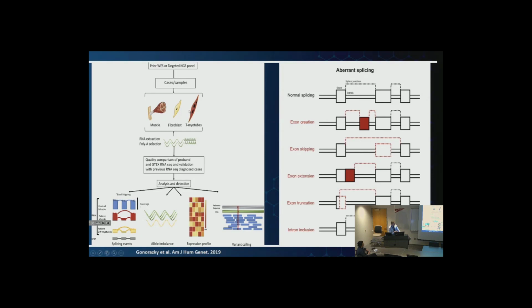So they used different platforms, including DNA and RNA-seq, and they used data analysis pipelines to try to come up with a diagnosis for those patients, and they were successful in finding about 36% of patients having novel alternative splicing events. And this is just another figure to illustrate different types of alternative splicing and different possibilities.